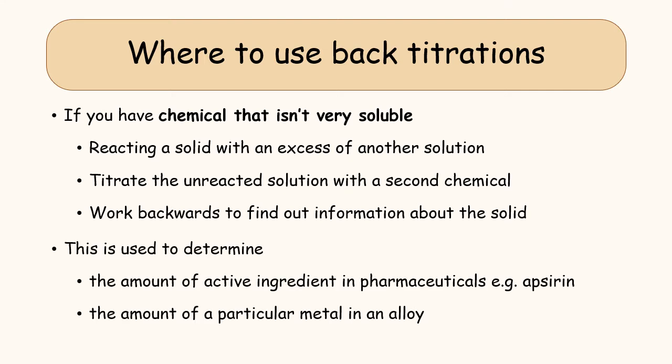And we can use back titrations to determine how much of an active ingredient there is in a pharmaceutical. So for example, if you make aspirin or if you're testing an unknown sample of aspirin, you can work out exactly how much of the active ingredient there is. Similarly, if you've got an alloy that you know is made out of two metals, if you add in an excess of a chemical that will only react with one of the metals, you can then use a back titration to find out how much of that particular metal is in the alloy.